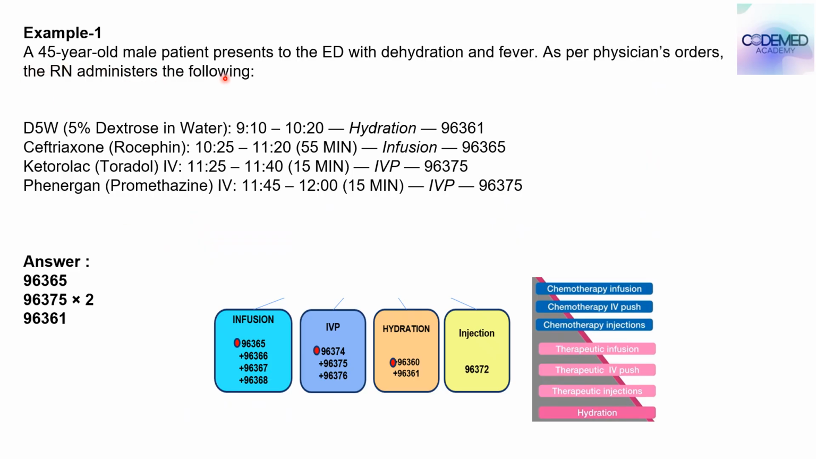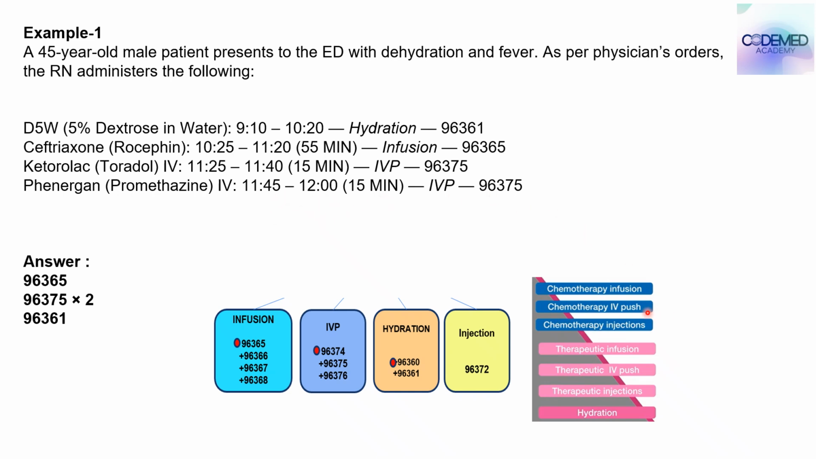A 45-year-old male patient presents to the ED with dehydration and fever. As per the physician order, the resident nurse administered the following. She administered dextrose from 9:10 to 10:20. Then she administered ceftriaxone from 10:25 to 11:20. That becomes 55 minutes. Ketorolac 11:25 to 11:40, 15 minutes, and Phenergan 11:45 to 12, 15 minutes.